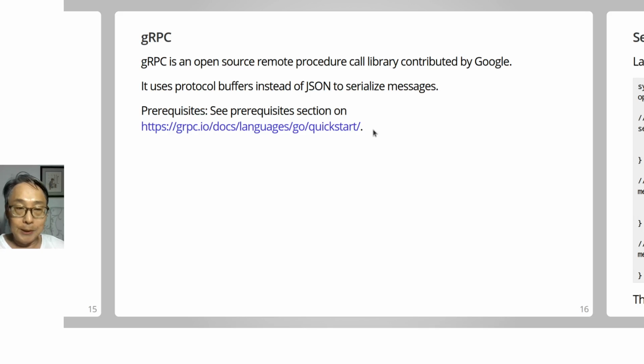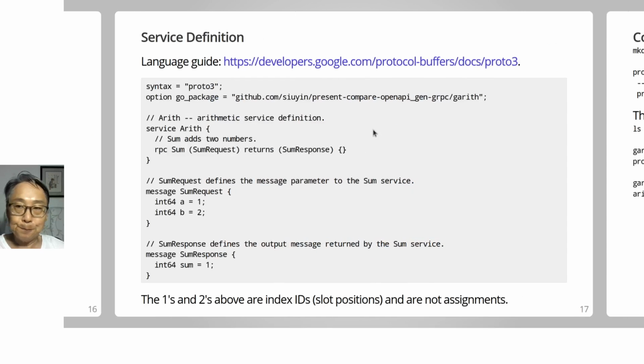There are some prerequisites to set up. You need to download the protocol compiler and the gRPC plugin for Go. It's all given in this link. First, like in our OpenAPI definition, we need to create the specifications. The specifications are written in protocol buffer. Here we are using protocol buffer version 3. There is an option to define the Go package, which is what I've defined here.